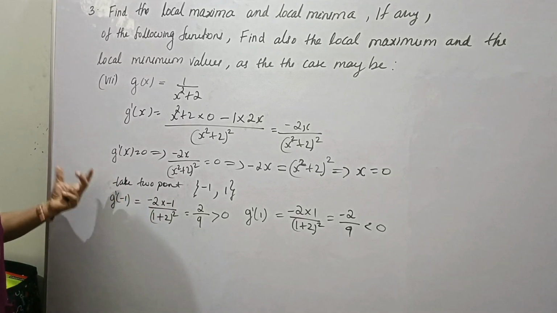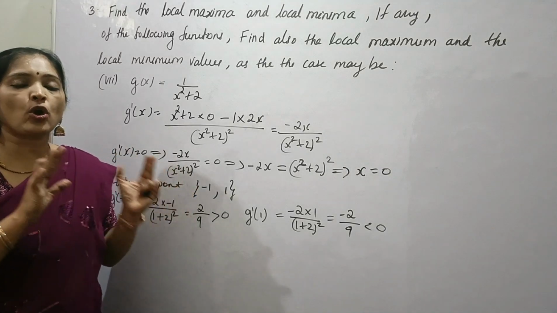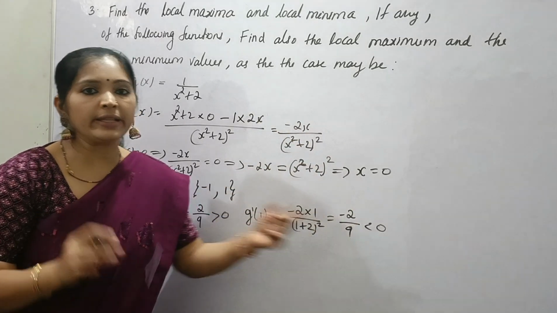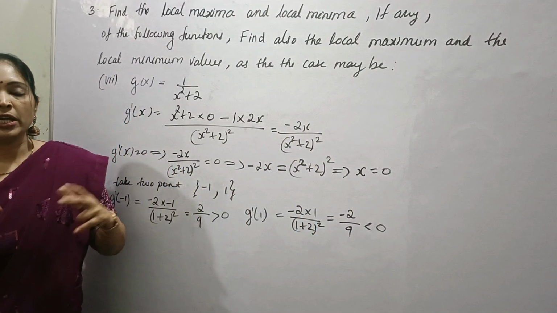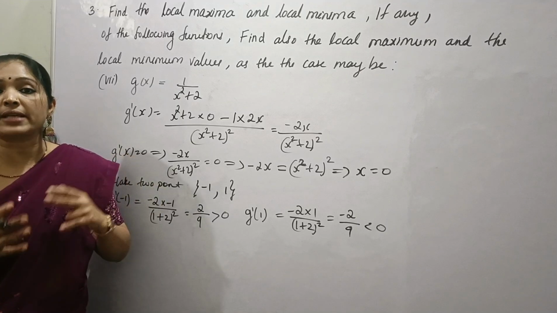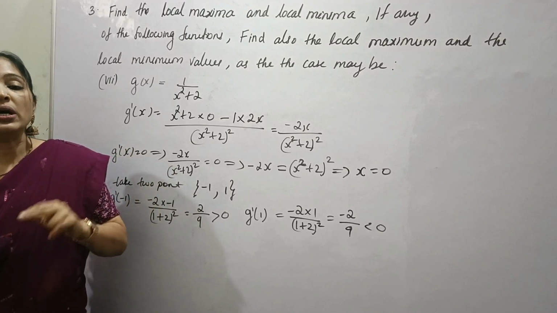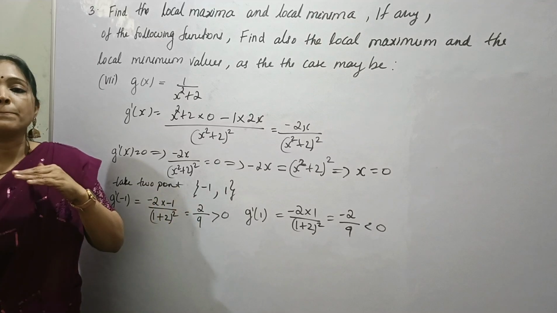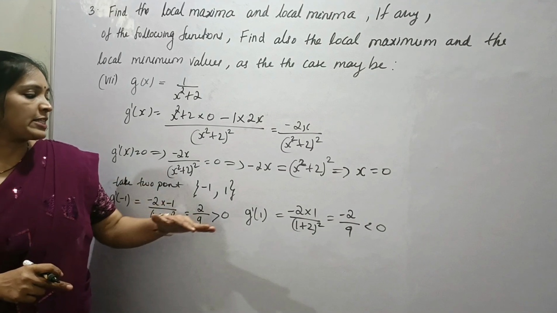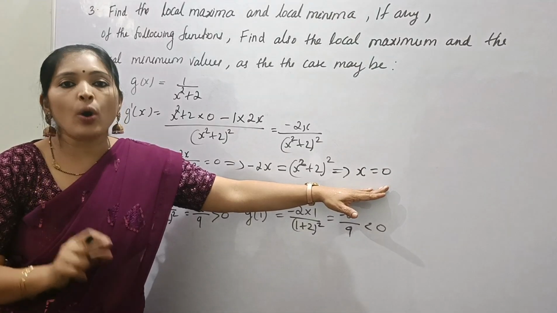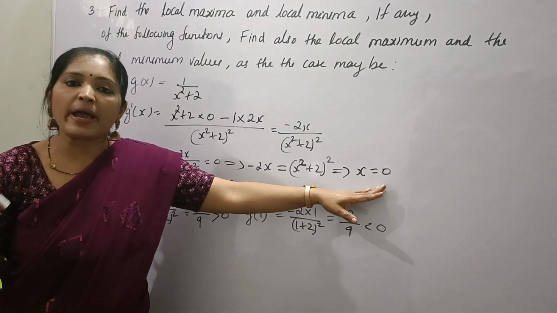See here, the sign of g dash of x changes from positive to negative, that is our first derivative test. If f dash of x changes sign from positive to negative, then we say the function has a maximum value at x is equal to 0. That is, here 0 is a point of local maxima.